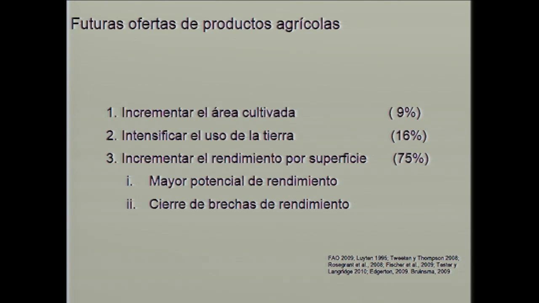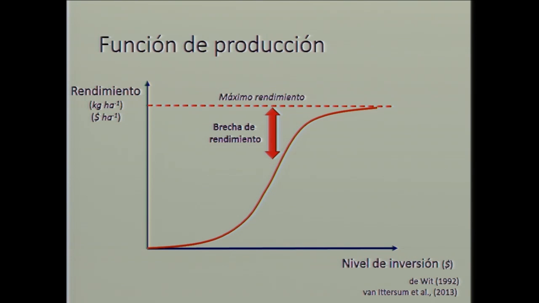All these are the things that we can do: we increase the yield potential, we improve our genetics, or we close the yield gaps. What does yield gap mean? When you look at a yield curve vis-a-vis investment, we have a maximum yield, and the difference between that real yield and the potential yield is what we call the yield gap.